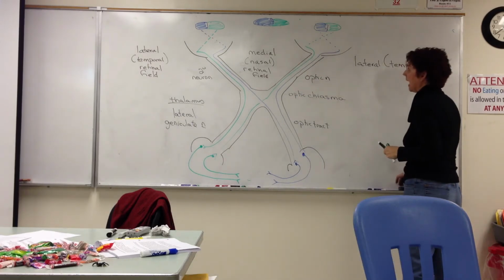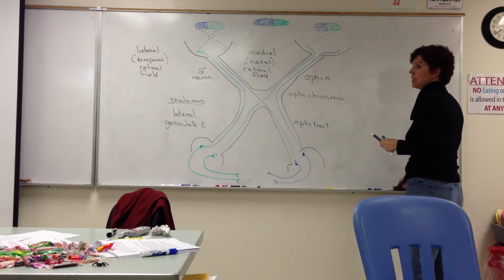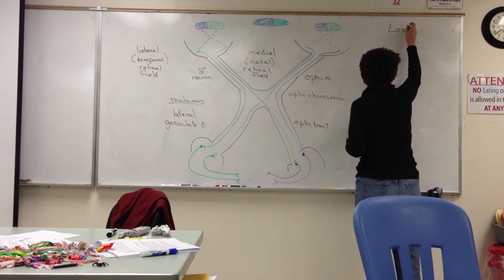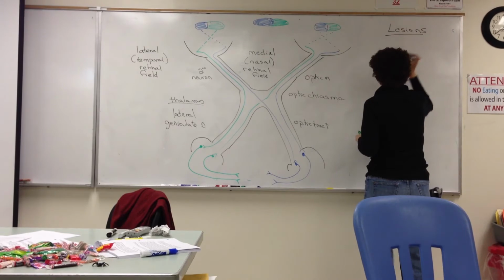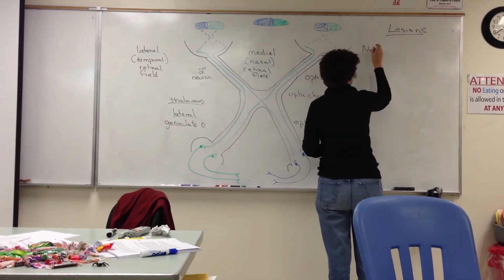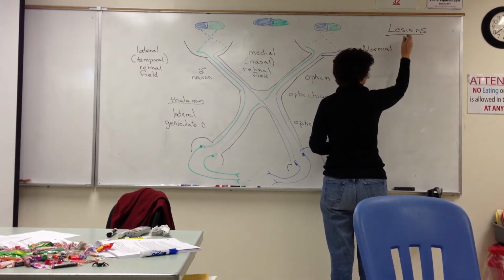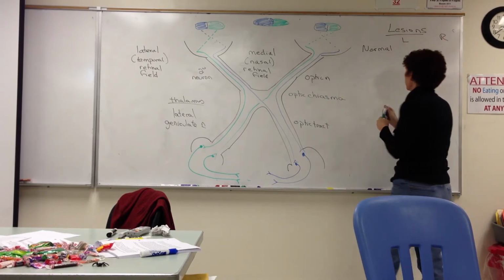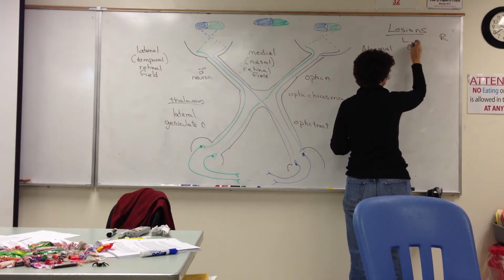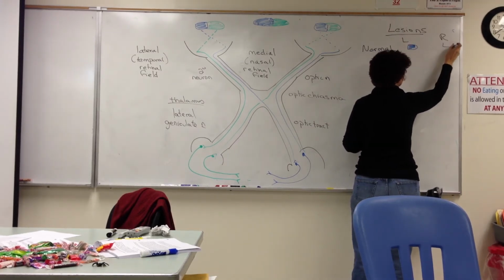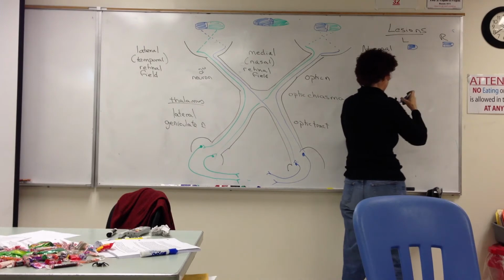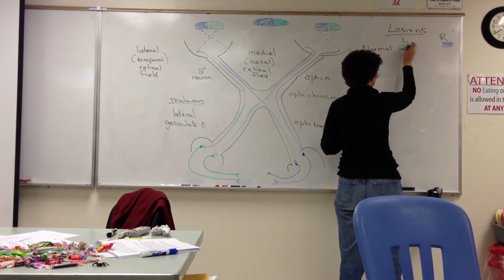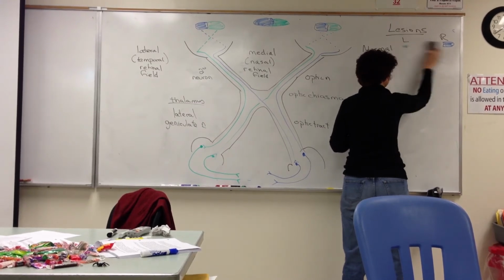So now let's look at what happens if we cut these fibers. So with normal vision, each eye is going to see the same thing. The field of view is going to be identical. Oops, I did it reverse, sorry.